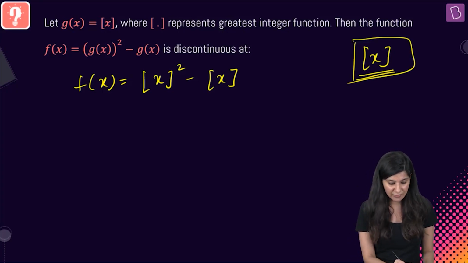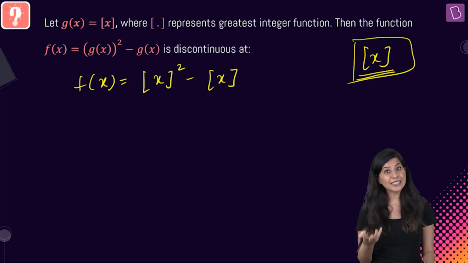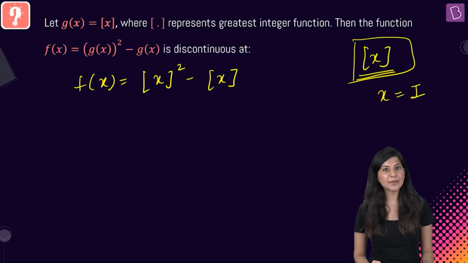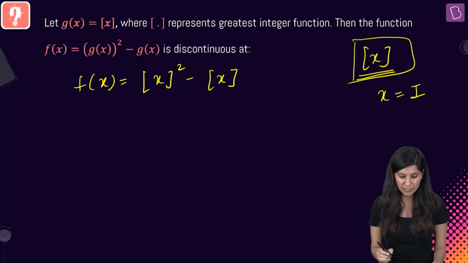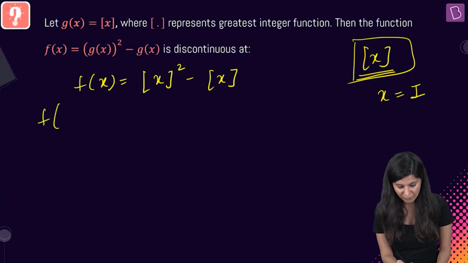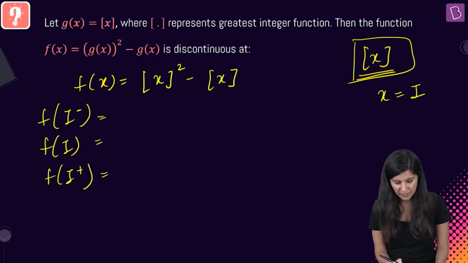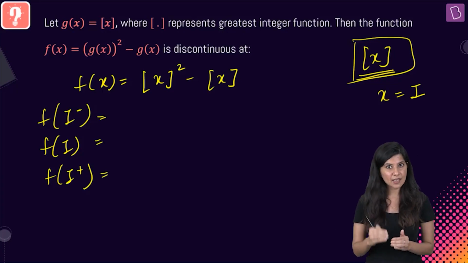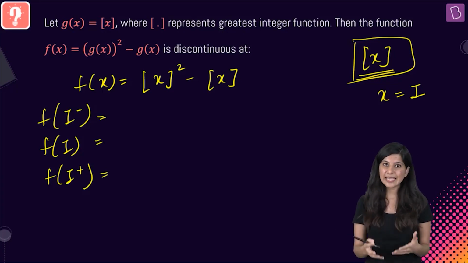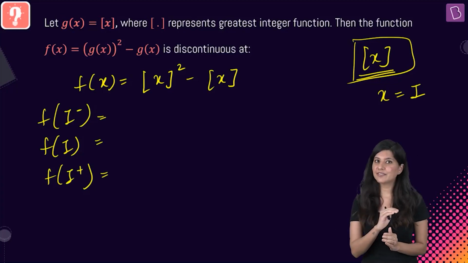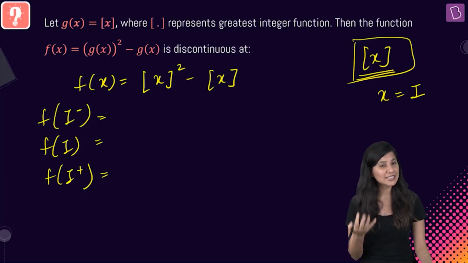That means if I talk about f(x), we need to check for all integers, right? To check for all integers, let us mark this x as I, capital I, an integer. So what we need to do is check f(I minus), f(I) and f(I plus). If all the three values are the same, then the function is continuous. If not, at that point the function is discontinuous.